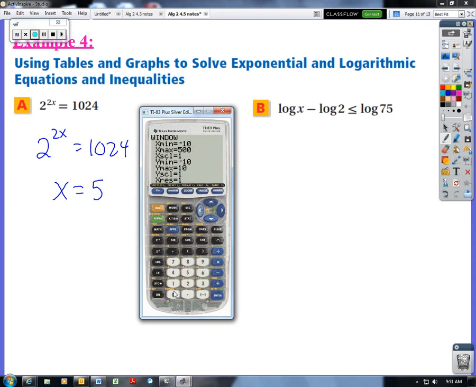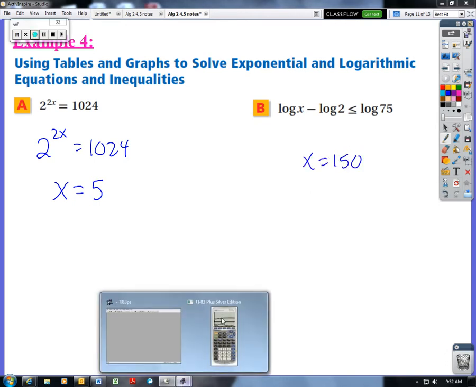The other thing I'm going to do, because these are close to the x-axis, is make my y min and my y max smaller. There, that's nicer. And the other thing you can do, well, let's find out where they intersect. So second trace, intersect, enter, enter, enter. They intersect at 150.